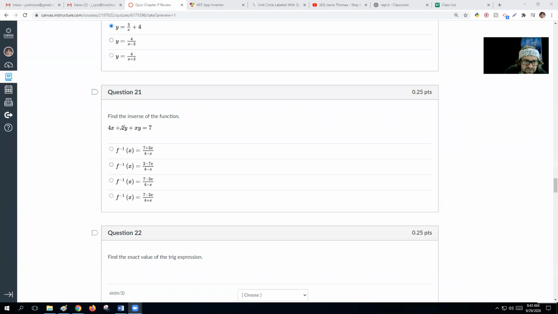All right, what we've got to do is switch all the x's to y's. Let's just do that now. So we got 4y plus 2x plus yx equals 7. What we want to do is have everything with y stay on this side. Anything that doesn't, we're going to move over to the other side. So we get 4y plus yx equals 7 minus 2x. We want to do this because the next step is to factor out the y. Since there are multiple y's, we're going to factor out the y. So we get y times 4 plus x.